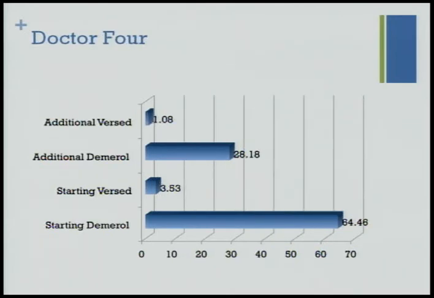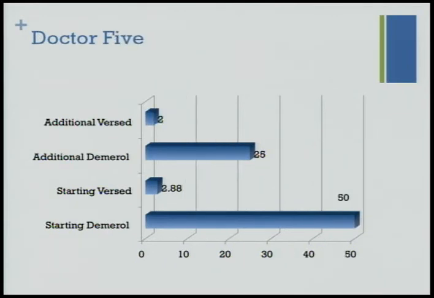Dr. 4 gives a 64.46 Demerol dose with a 3.53 Versed dose. The additional Demerol is 28.18 and 1.08 Versed. Dr. 5 gives a starting Demerol dose of 50 and a starting Versed dose of 2.88. The additional Demerol is 25 and the additional Versed is 2.